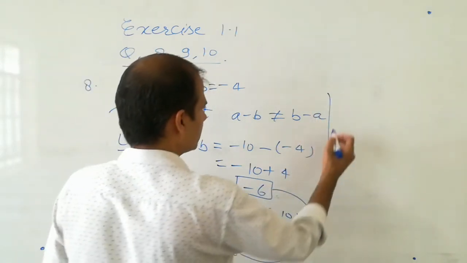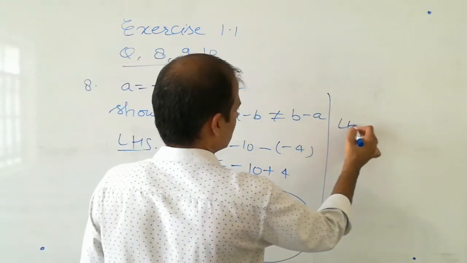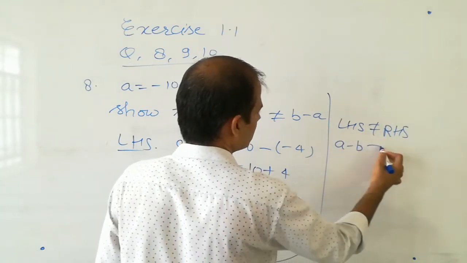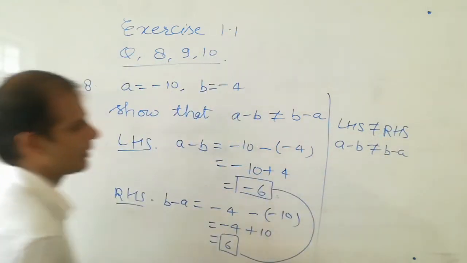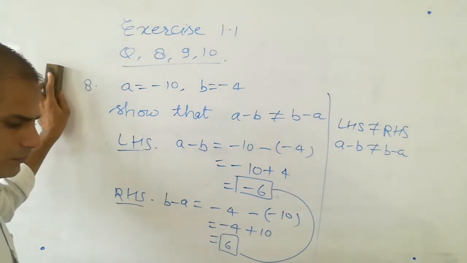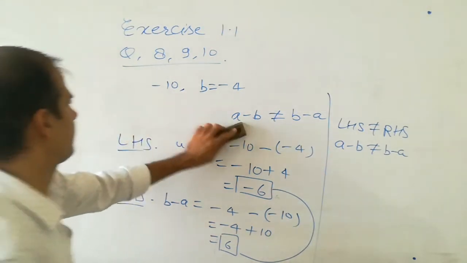So you can write LHS not equal to RHS, means a minus b not equal to b minus a. This is the process to solve this type of question. Now I am going to solve question number 9 and 10.